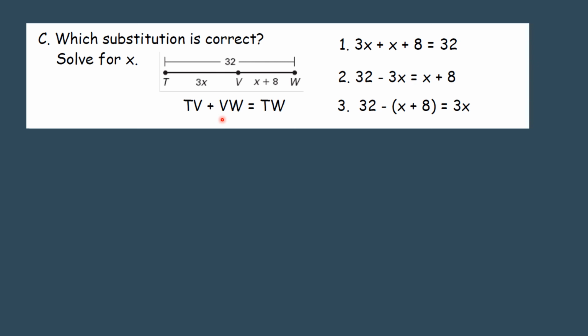Okay, I hope that you picked number 1 by simply substituting 3x for the first measurement, x plus 8 for the second measurement, and 32 for the overall length. You get option number 1.